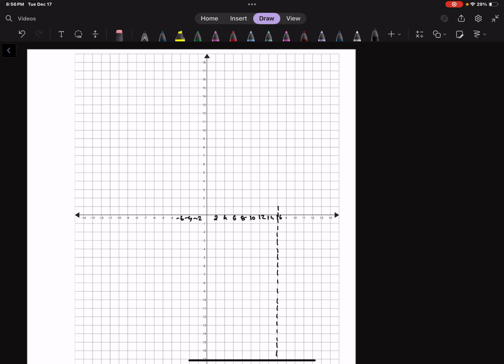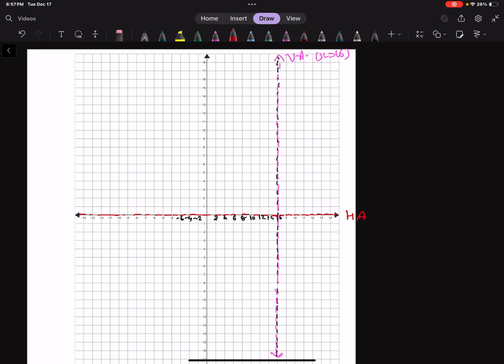So this is your vertical asymptote. If possible, use a different color pen, that would be better. So this is your VA. Then you need a horizontal asymptote, which is the x-axis. Remember, your graph must approach both lines but never cross them.